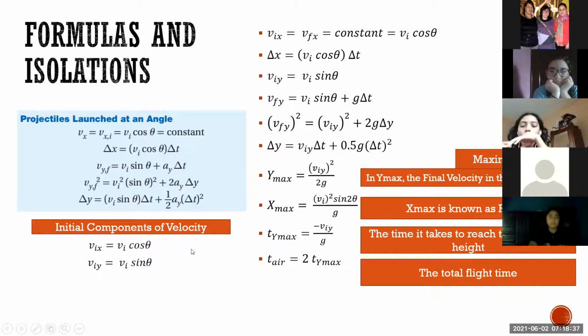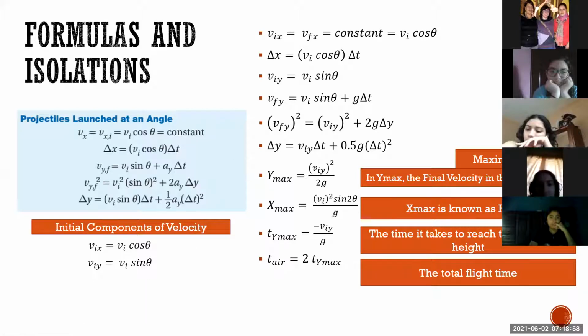For the initial components, that's the first step in this kind of problem. You need to get the components of the initial velocity. So, this is how you get it. For x, cosine, for y, sine. Remember, the initial velocity in x is gonna be the final velocity in x because it remains constant. That is a condition for this kind of problem. To get displacement, this is the equation. To get the displacement in x, it is Vix times delta t. But you can get it directly applying this formula.